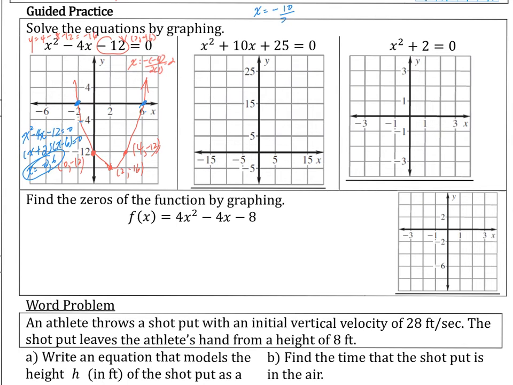Negative 10 over 2 times 1. Negative 5. And then we're going to have to look for the minimum value. So we sub this in, so 25, sub negative 5 in, minus 50 plus 25. So this would be negative 25 plus 25, 0. So your vertex will be at (-5, 0).